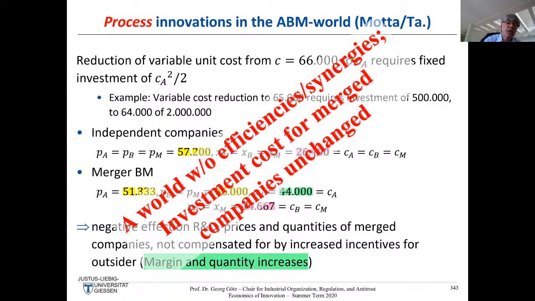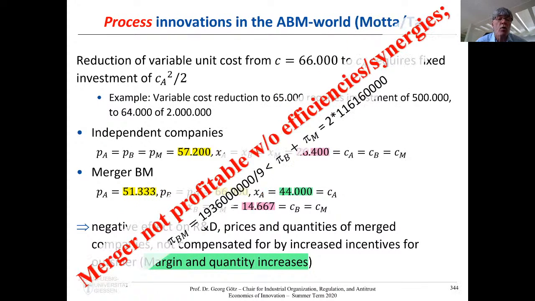Okay, there are two things, however. This analysis is a world without efficiencies or synergies. The investment cost for the merged company is unchanged. So if BMW and Mercedes were to invest in the new technology independently, and then they joined forces, they would have the same costs once they joined forces as when they were acting independently. So there were no cost savings because you now jointly produce the engine or something like that.